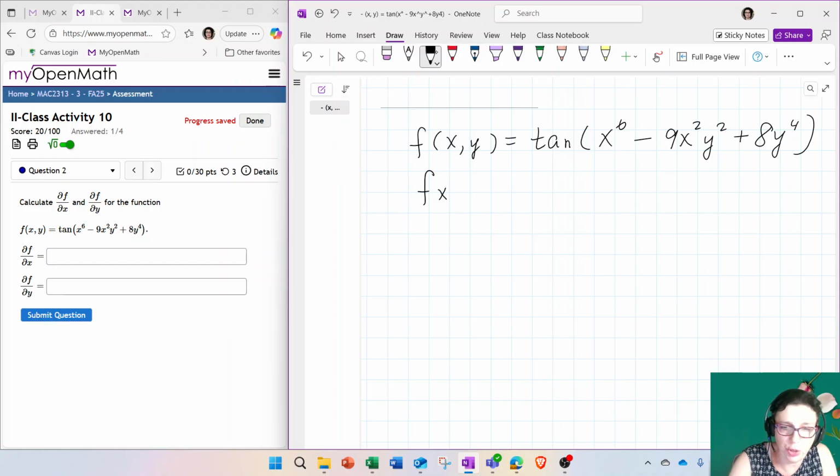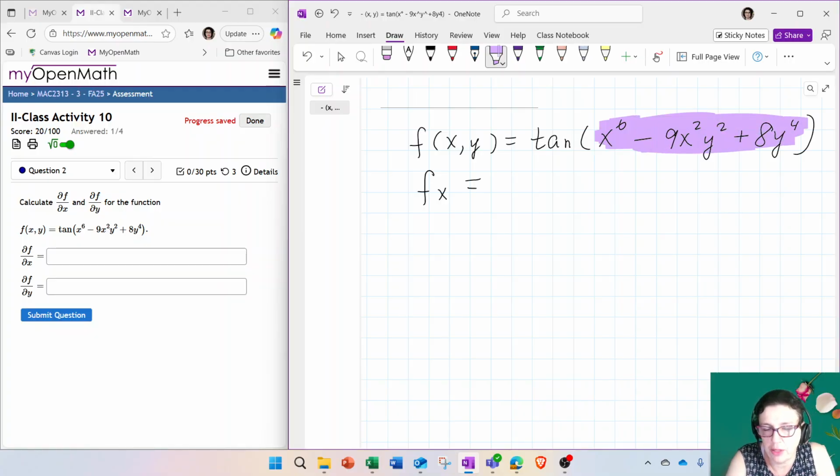Now here we actually need the chain rule. Here's what the chain rule says. Imagine that we are taking tangent of something. And this is granted a really big something, but it doesn't matter. So it's like a tangent of a thing. So how do I take the derivative of tangent of a thing?